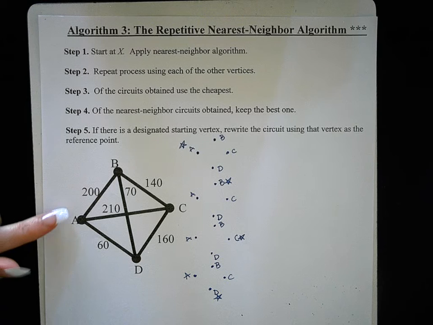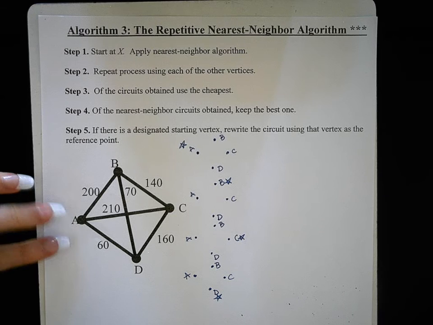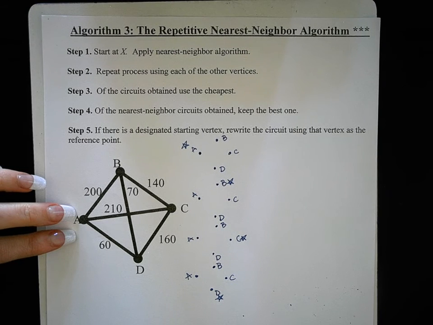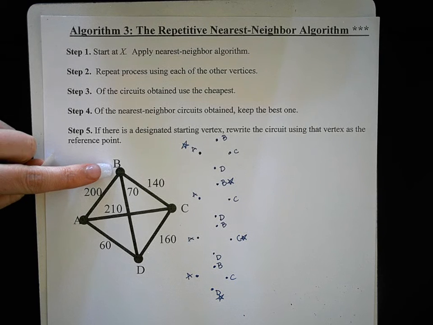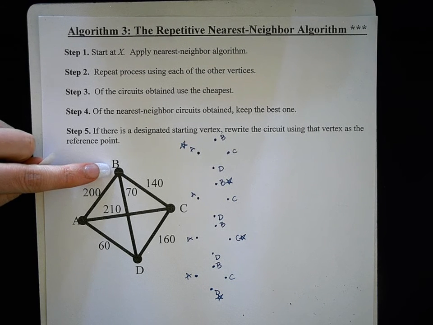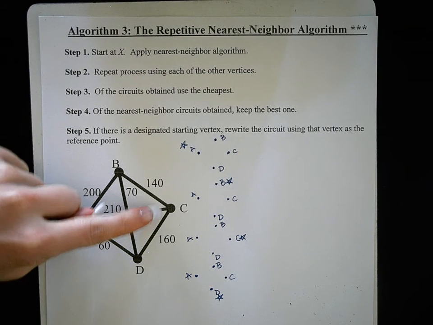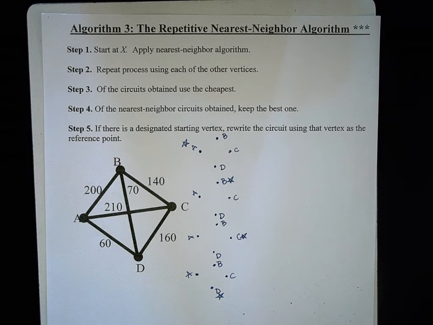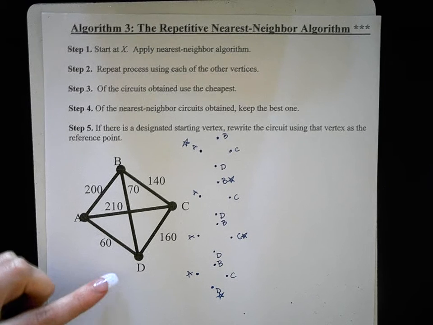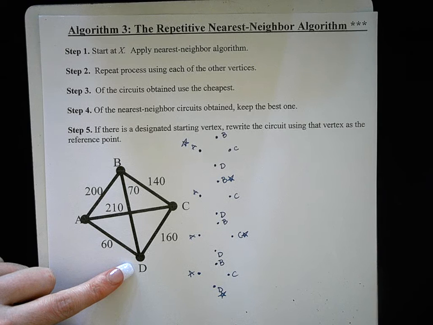So if you look at this model here, we have 4 different vertices. In essence, we're going to do the nearest neighbor algorithm starting at A. We will get an answer, and then we will start over. We'll do it a second time, except this time we'll do the nearest neighbor algorithm starting at B. We'll get an answer, and then we'll start over a third time, and we'll do the nearest neighbor algorithm starting at vertex C. We will arrive at an answer, and then lastly, we will do the nearest neighbor algorithm one more time starting at vertex D.